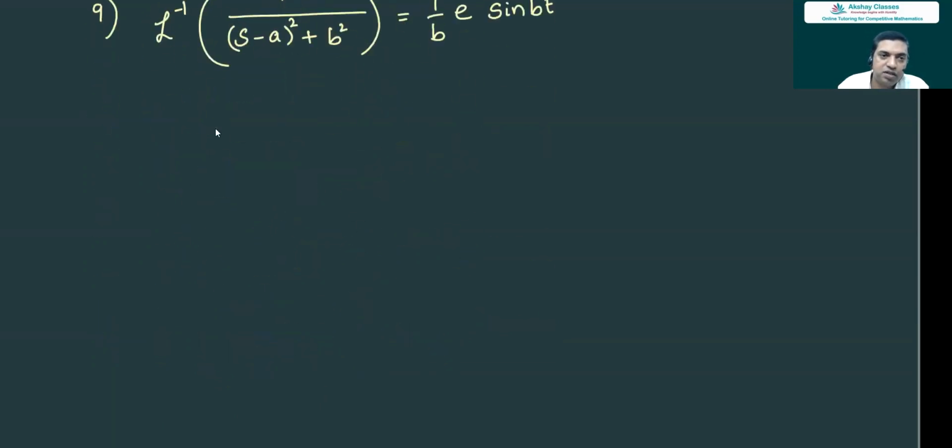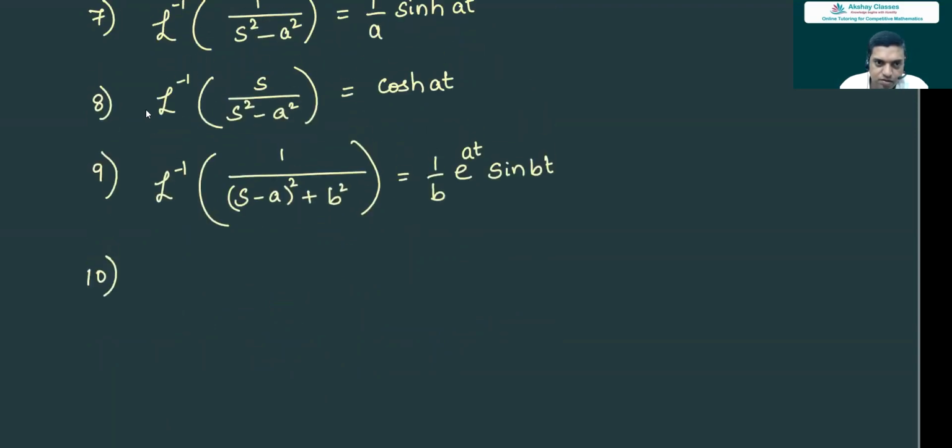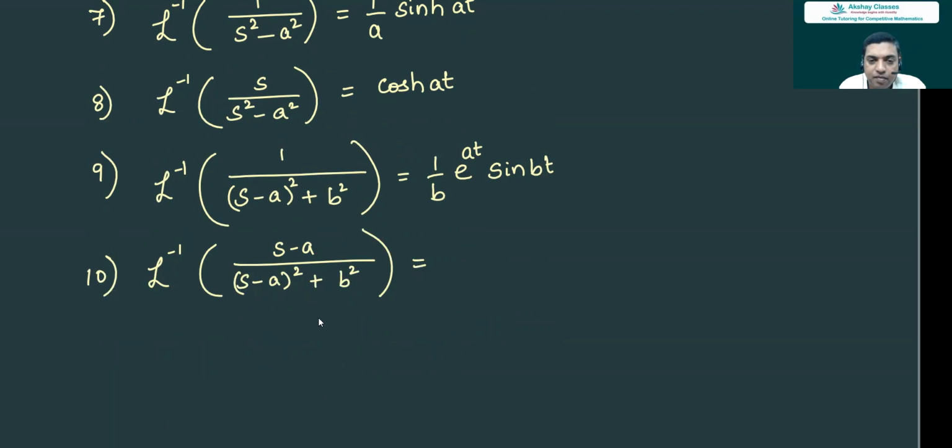Next, Laplace inverse of s minus a upon s minus a the whole square plus b square. This is e power at cos bt.